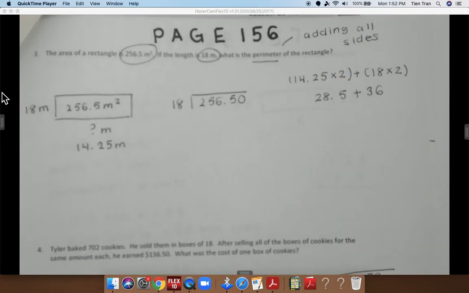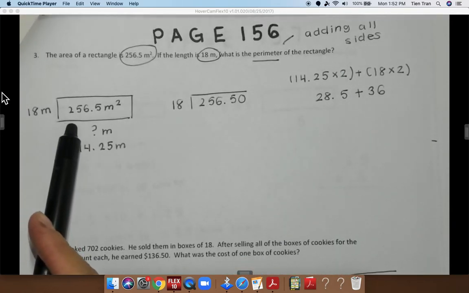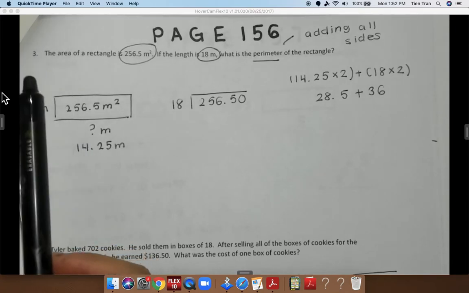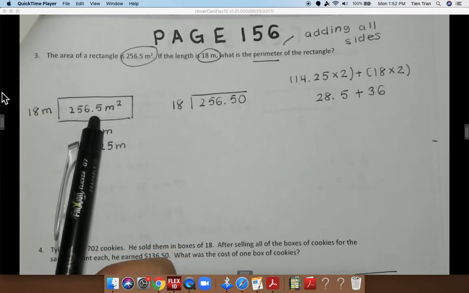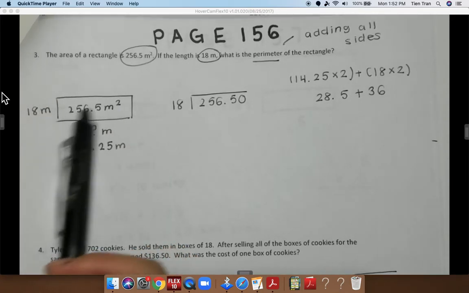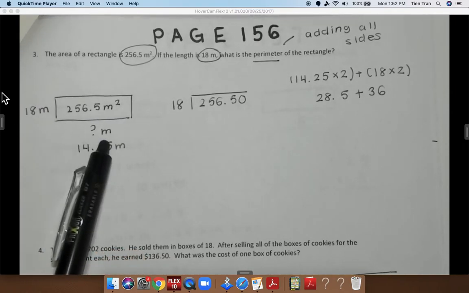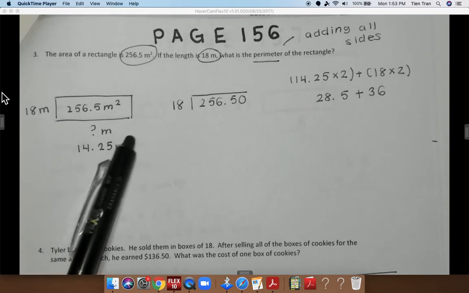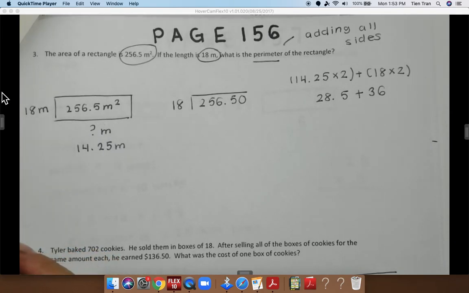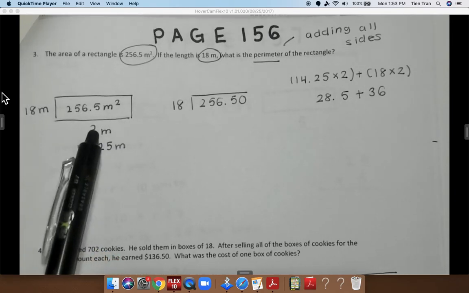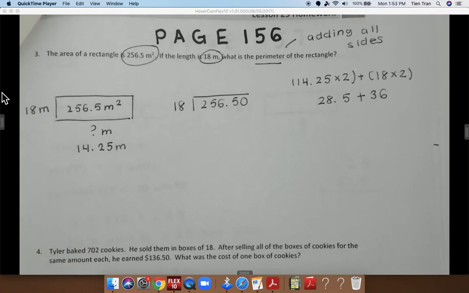Okay, so I know that it is a rectangle. So I drew a rectangle, and I know that the area is 256.5 meters square. So I put that in the middle. Now the length is 18 meters. So this is 18 meters, and I just don't know what is the other side. So one side is 18, but I don't know the other side. To find the other side, you are going to divide. So right here, I am dividing.